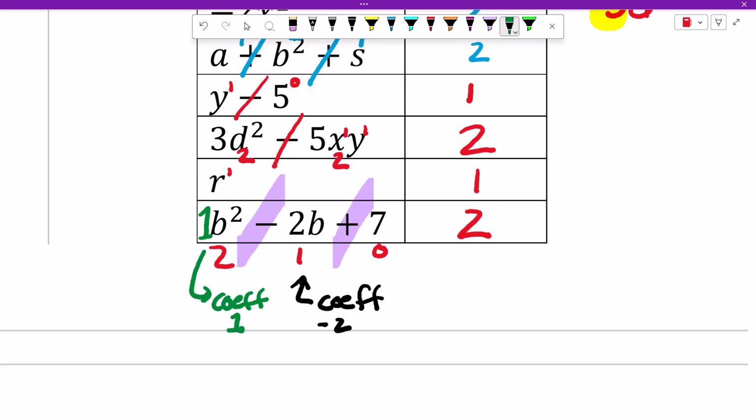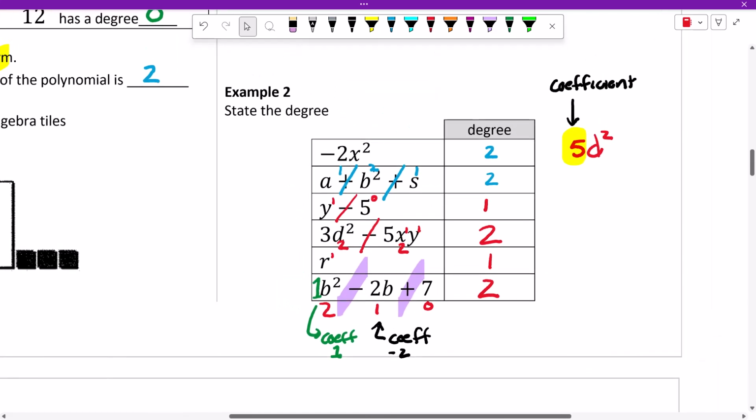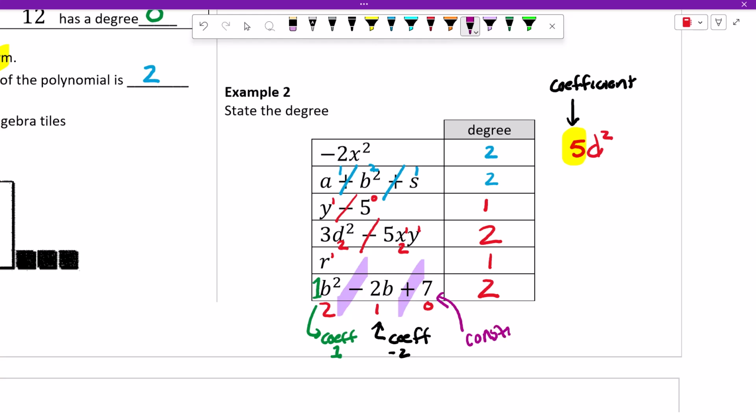Can you zoom out? Yes, I can. That 7 is not called a coefficient. Coefficients come in front of the letters. That one doesn't have any letters attached to it. If you have a number all by itself with nothing else attached to it, it's called a constant.